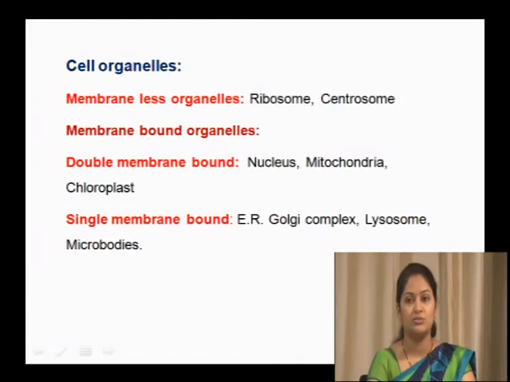Moving on to membrane-bound organelles, they can be classified depending on the number of membranes into double membrane-bound organelles and single membrane-bound organelles. Double membrane-bound organelles mainly include the nucleus, mitochondria and chloroplast because they are surrounded by two separate membrane systems, and single membrane-bound organelles include endoplasmic reticulum, Golgi complex, lysosome and microbodies.